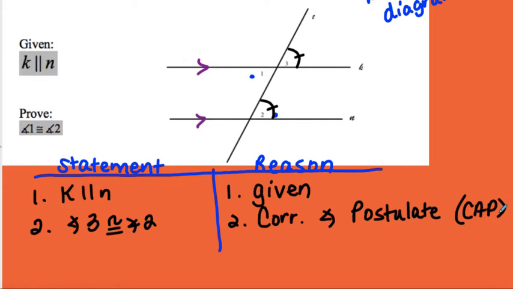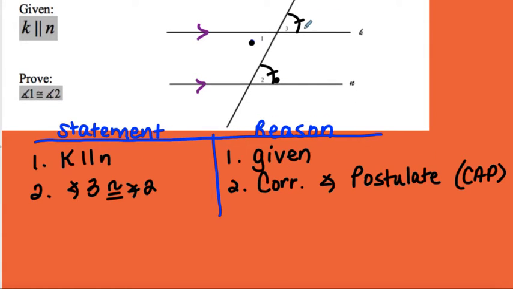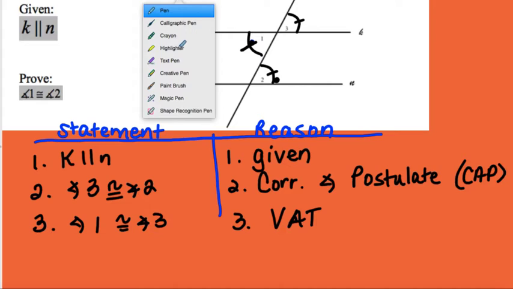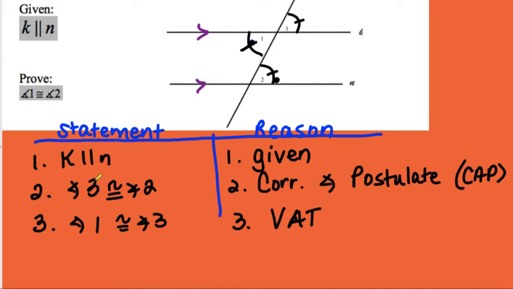All right, but now I'm trying to get 1 equaling 2. Well, hopefully you're seeing that you know that 1 and 3 are congruent because of the vertical angle theorem. So I'm going to mark 1 and 3 congruent. So angle 1 is congruent to angle 3 because of the vertical angle theorem, which says that vertical angles are congruent. Now, this is where we're in game time, guys.